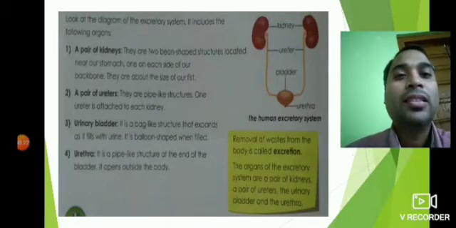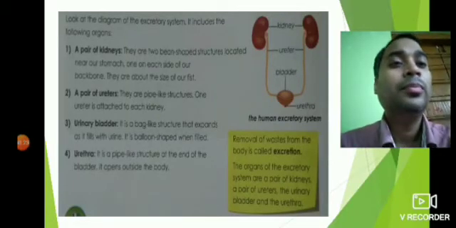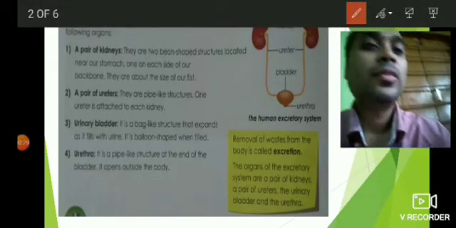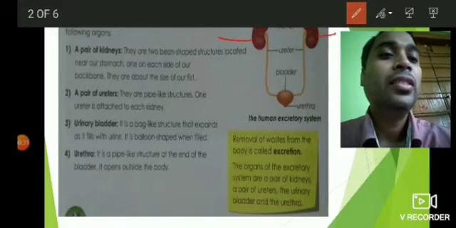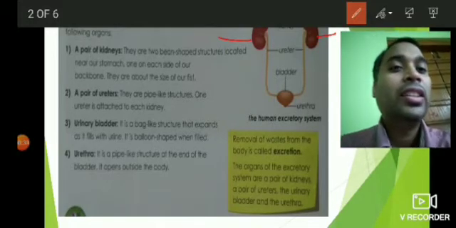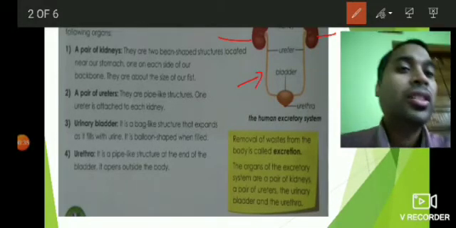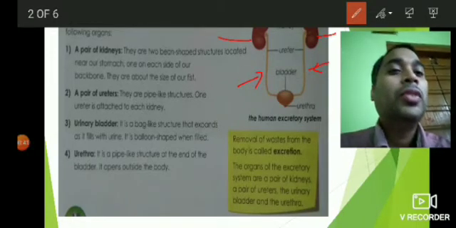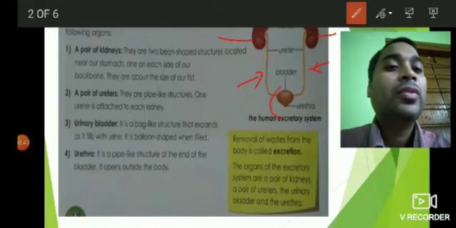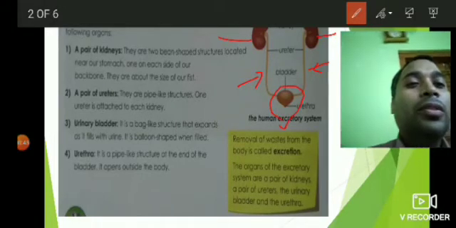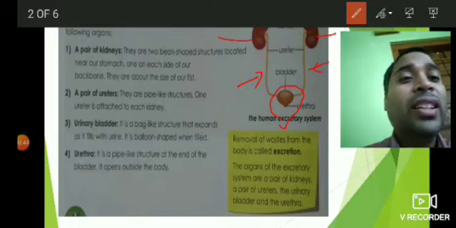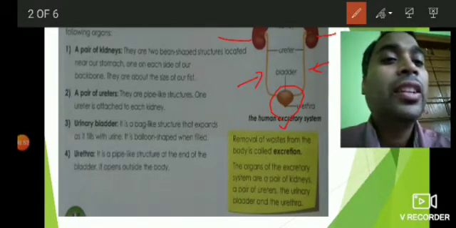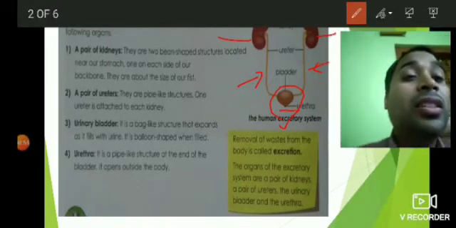Okay, so this is the diagram of the human excretory system. You can see here, these are the different parts of the human excretory system. This is the kidney. We have two kidneys, and each kidney is connected to a tube-like structure known as the ureter, and then these two ureters are connected to a bag-like structure known as the bladder. These are some of the important parts of the human excretory system, and there is an opening towards the end of the urinary bladder which is known as the urethra.